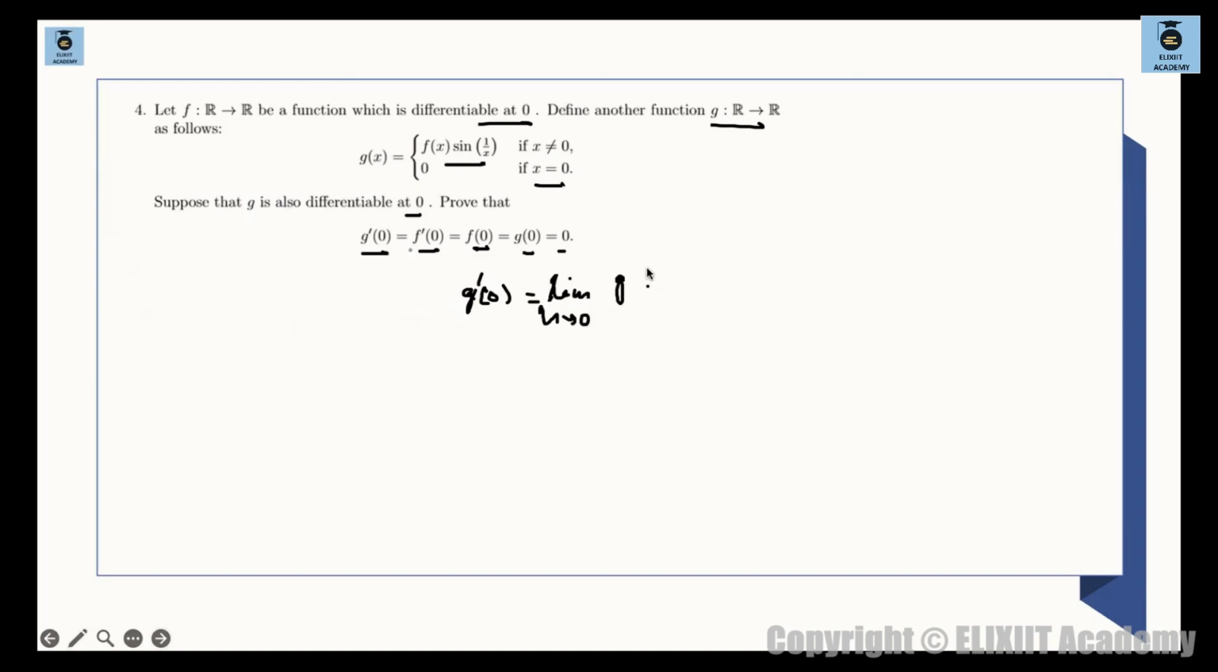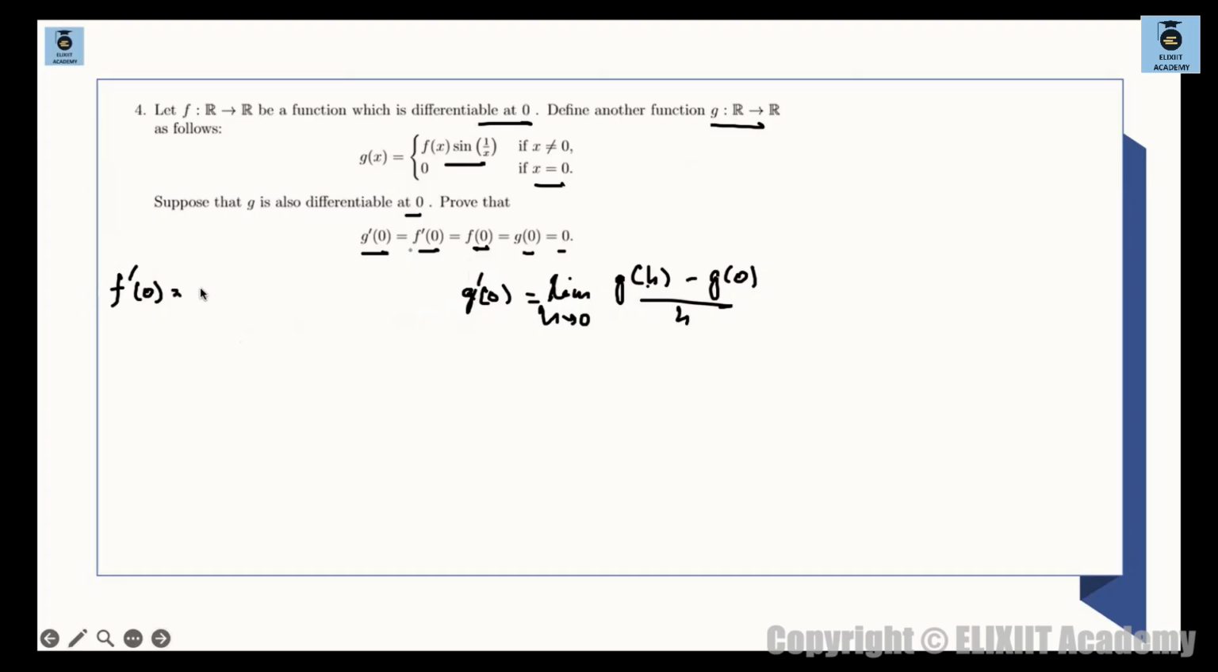g(h) minus g(0) divided by h minus 0, which is h only. We are using the very basic definition of differentiability. And similarly, we'll use the definition of f dash of 0 as well.